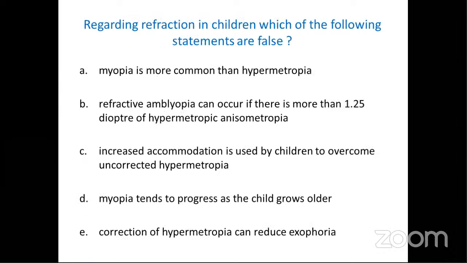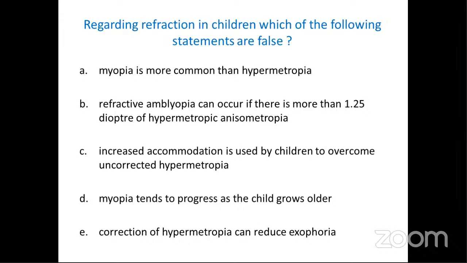Regarding refraction in children, which of the following statements are false? Myopia is more common than hypermetropia in babies. This is wrong, because most children have hypermetropia. Why? Because the eyeballs are smaller. Simple answer. Refractive myopia can occur if there is more than 1.25 diopter of hypermetropia and anisometropia. In one of the MCQs we have read this.